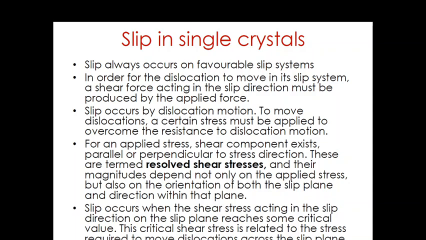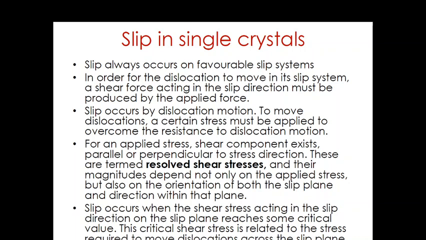In order for the dislocation to move in its slip system, a shear force acting in the slip direction must be produced by the applied force. The slip direction must lie in the slip plane. Slip occurs by dislocation motion. To move a dislocation, a certain stress must be applied to overcome the resistance to dislocation motion.